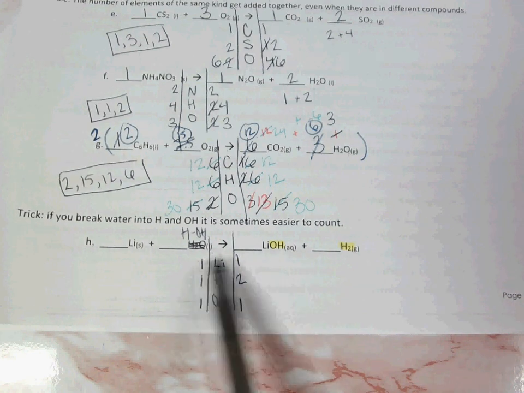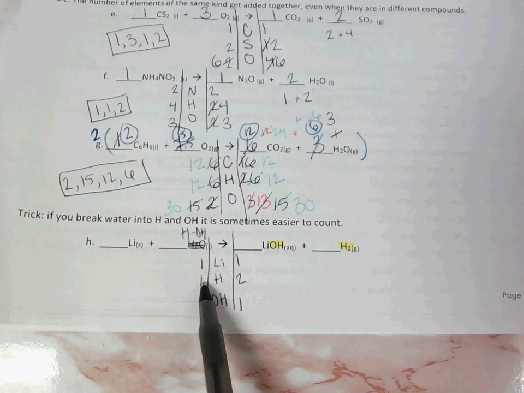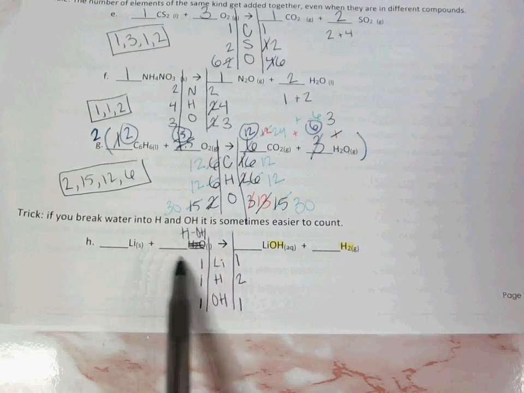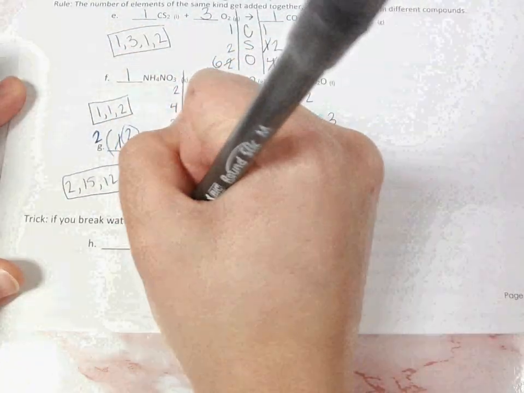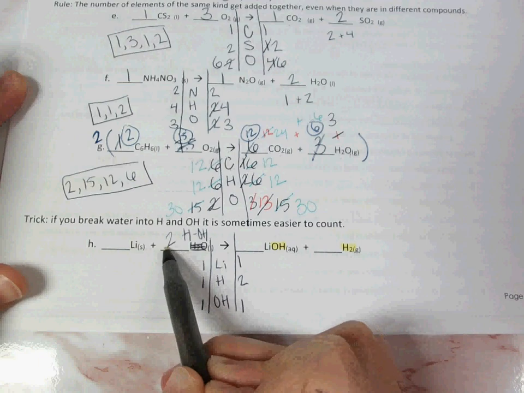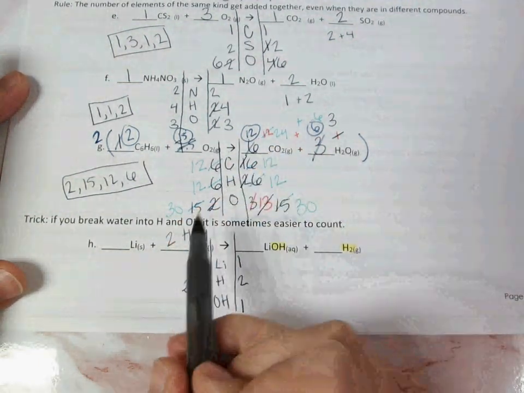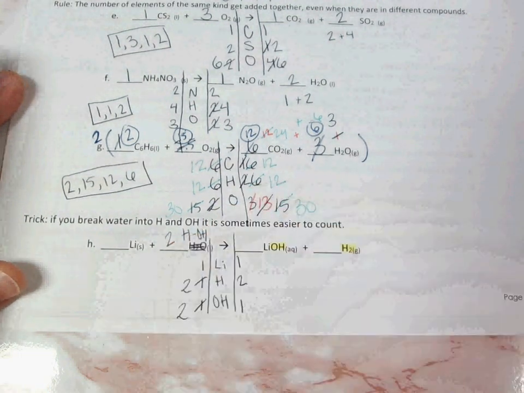My lithiums are balanced, my hydrogens are not. And so I would use a coefficient on my reactant side in front of the compound that contains hydrogen. So a 2 would help me here. 2 times 1 hydrogen gives me 2 hydrogens on my reactant side. 2 times 1 hydroxide gives me 2 hydroxides on my reactant side.